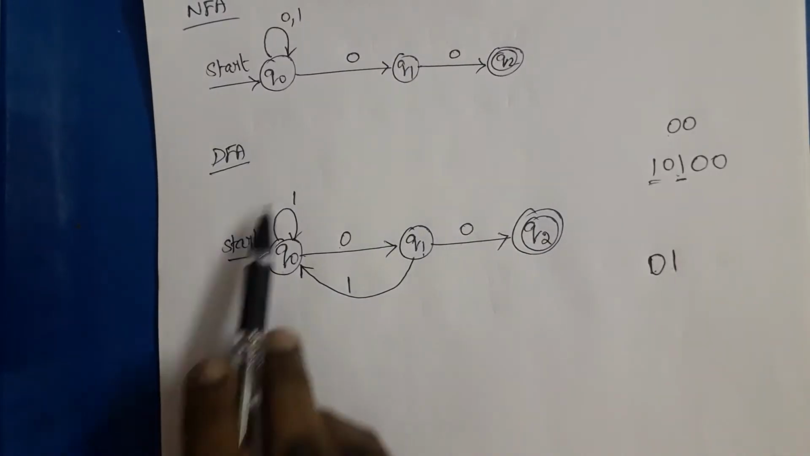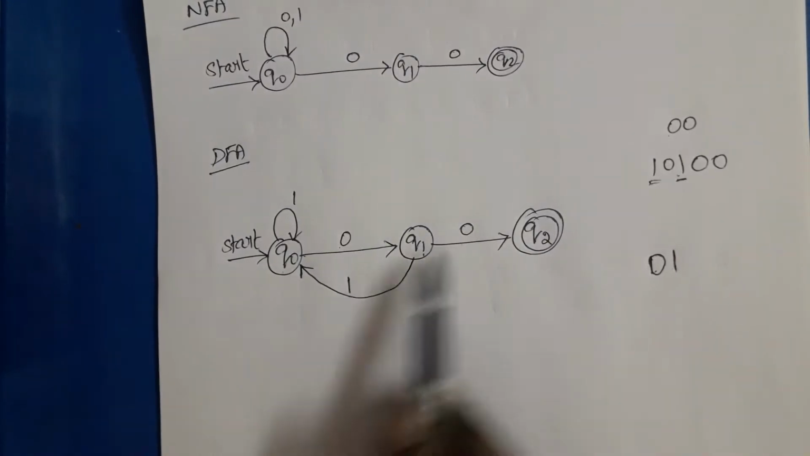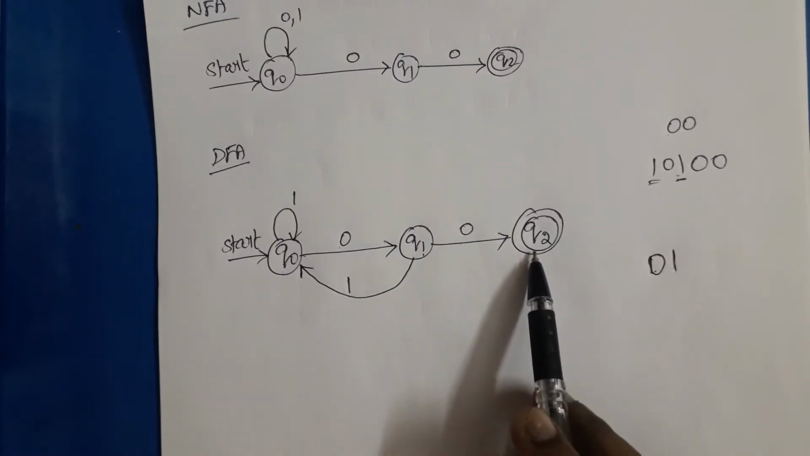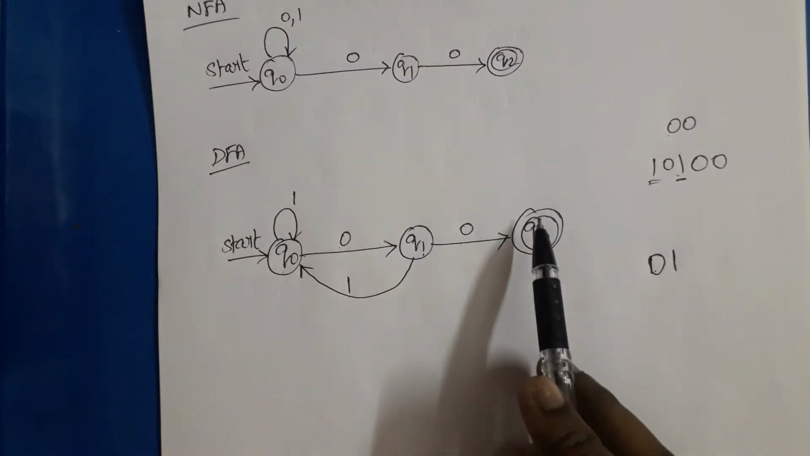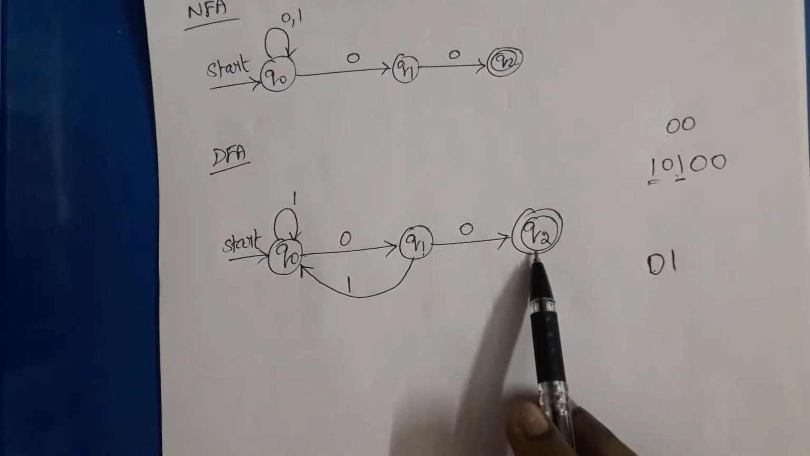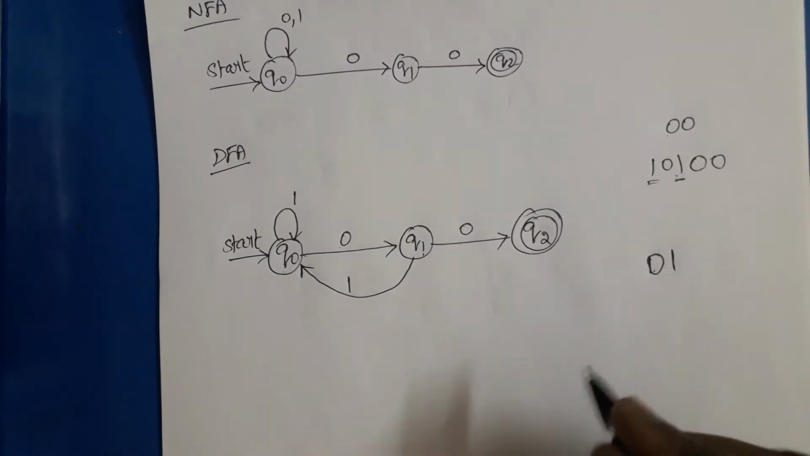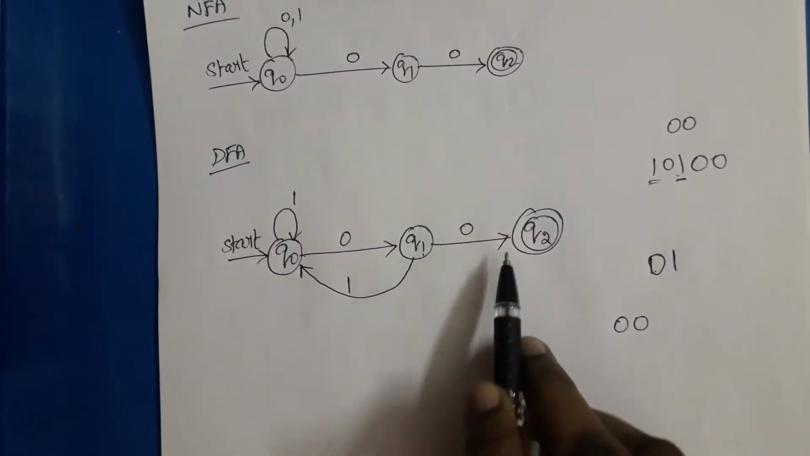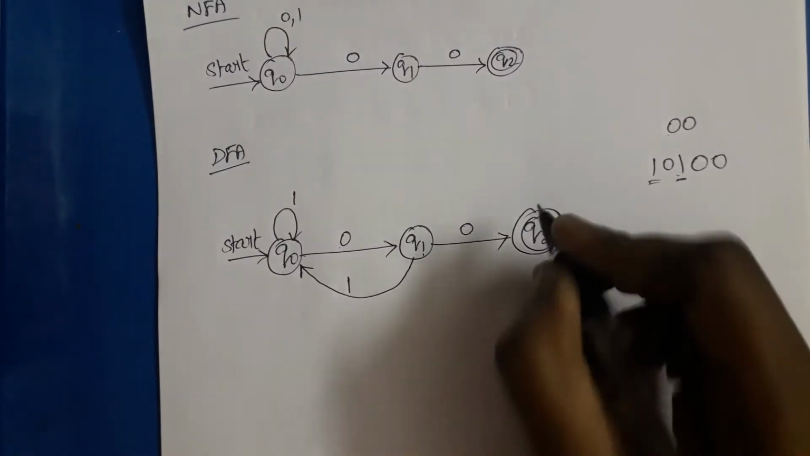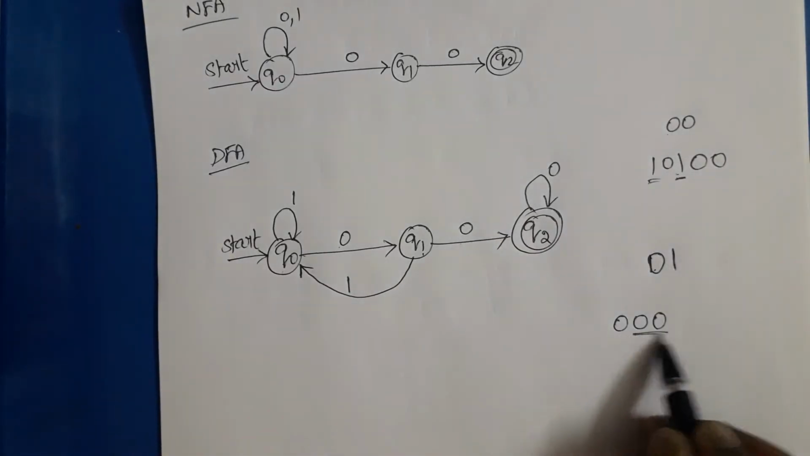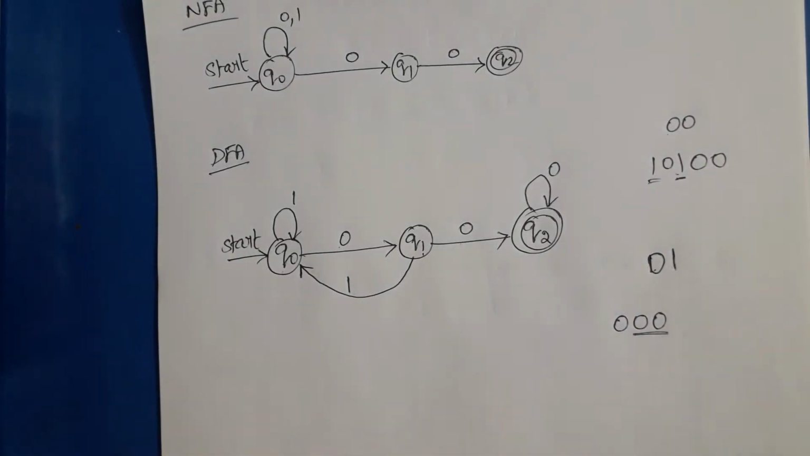So we have drawn 1 and 0 from Q0, 1 and 0 from Q1. Now we need to consider the 2 transitions from Q2. In Q2, after recognizing 0 0, suppose the next symbol is also 0, then we remain in the same state, because the string ends with 0 0 only.